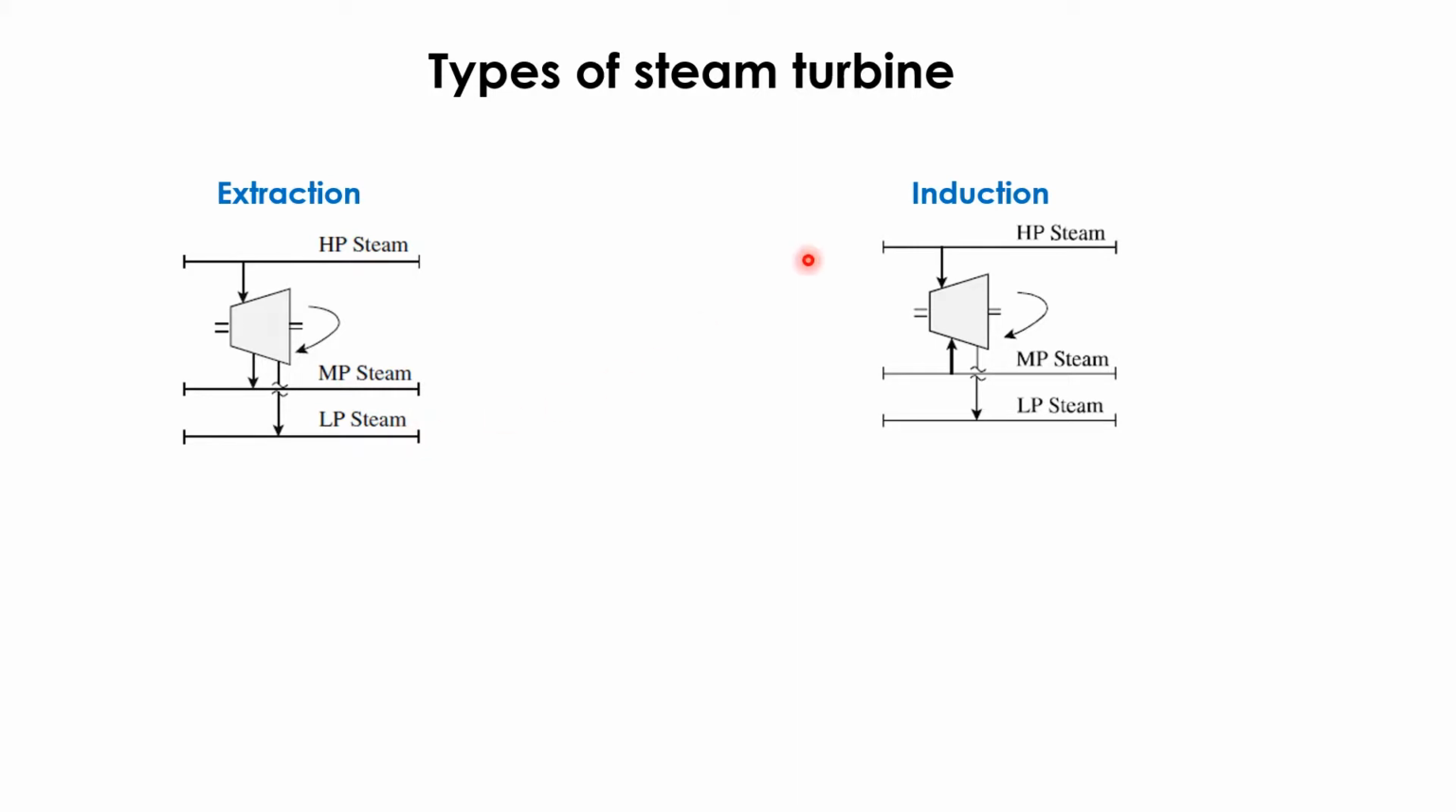Okay, the induction turbine works like an extraction machine except that it is in reverse. Steam at higher pressure than the exhaust is injected, so you see an injection of steam here. The steam at higher pressure than the exhaust is injected into the turbine to increase the flow partway through the machine and to increase the power production.